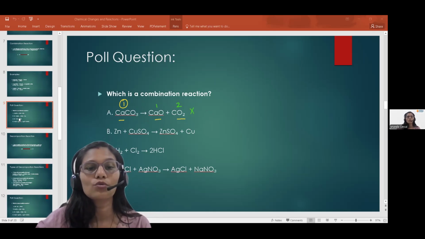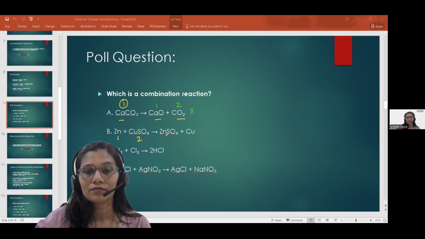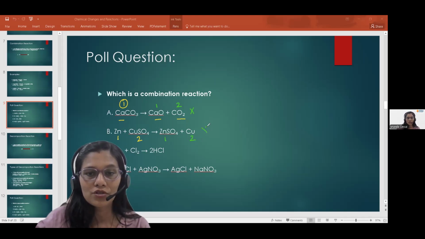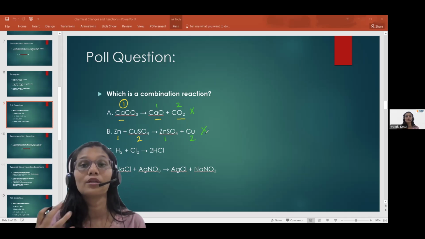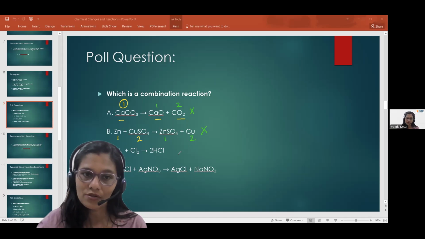Now, let's go to the second option, B. Here there are two reactants and here we have two products too. Right, so this can also not be combination reaction because we have more than one product over here. So it cannot be combination reaction.